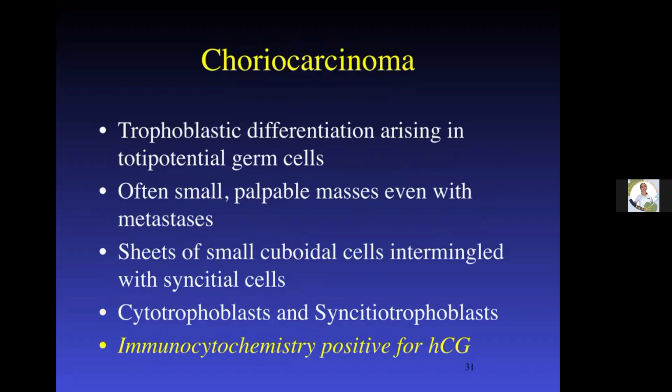The next tumor is choriocarcinoma. They are trophoblastic differentiation arising in totipotential germ cells. Often there are small, palpable masses even with metastasis. Sheets of small cuboidal cells intermingled with syncytial cells. We can see in choriocarcinoma the presence of cytotrophoblasts and syncytiotrophoblasts. And immunocytochemistry will give us a positive HCG.